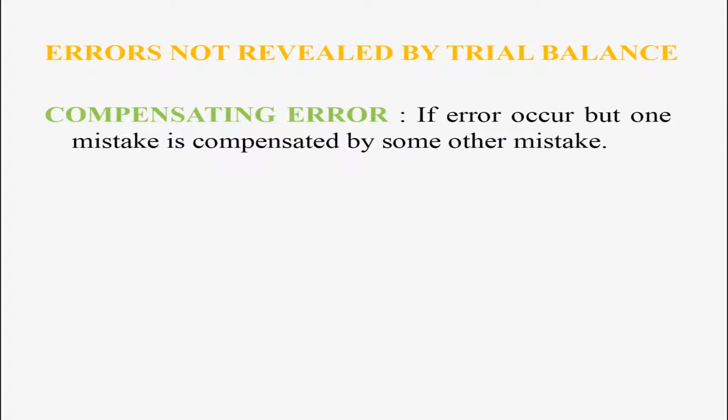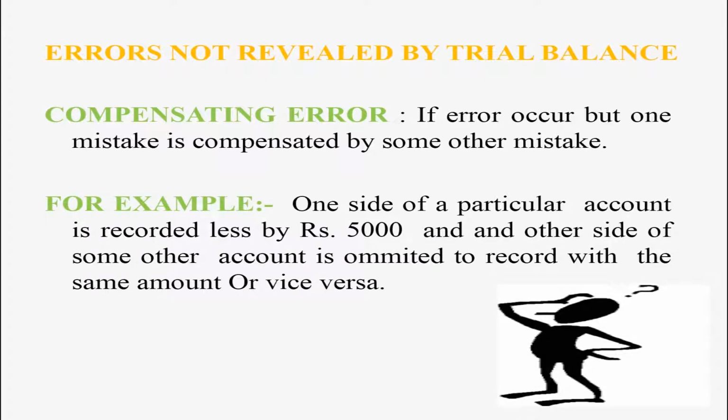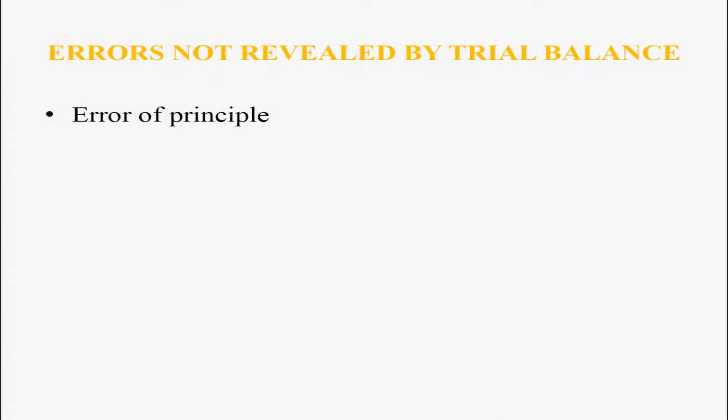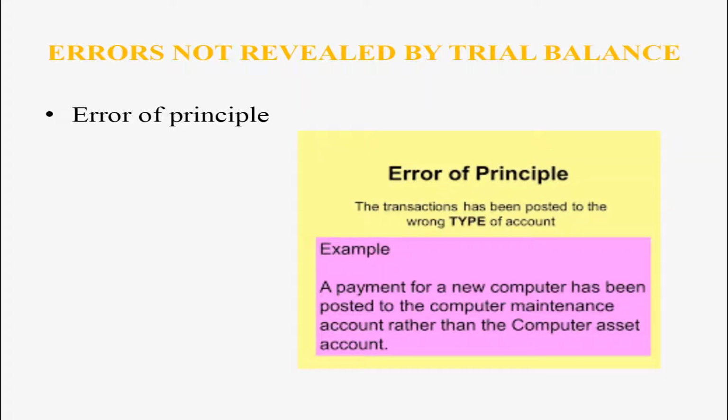The next one is compensating error. This type of error occurs when one mistake is compensated by some other mistake. Let's have an example, that is, one side of a particular account is recorded less by $5,000 and the other side of some other account is omitted to be recorded with the same amount, or vice versa. And the last one is error of principle. This type of error occurs when the basic principles of accounting are not followed. For example, wages incurred on the installation of machinery are part of the total cost of machinery, and if those wages are debited separately, then this is an error of principle.